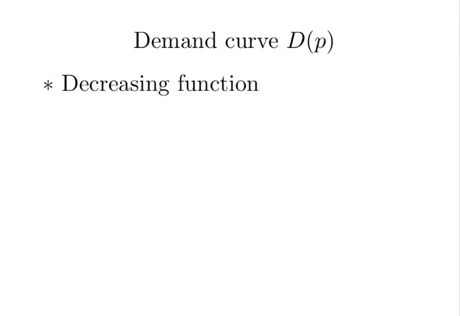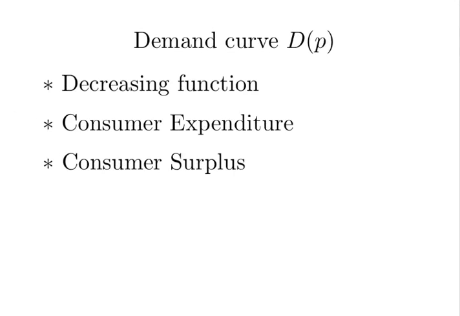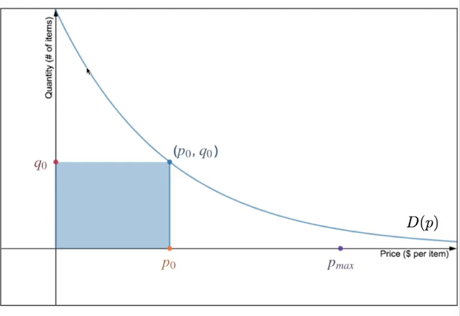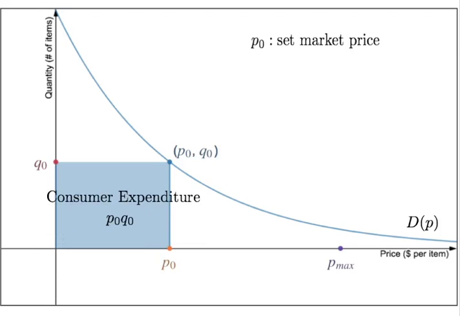This is a decreasing function. We learn about consumer expenditure, consumer surplus, and the consumer willingness and ability to spend. For example, consider a demand curve D of P. This is a decreasing function. I can calculate the consumer expenditure as P0 times Q0, for P0 is the set market price and Q0 is the quantity demanded. So the consumer expenditure is the area of the blue region you see here.